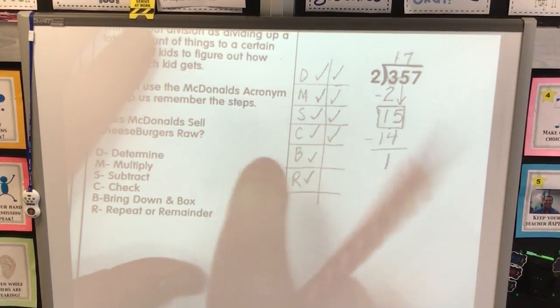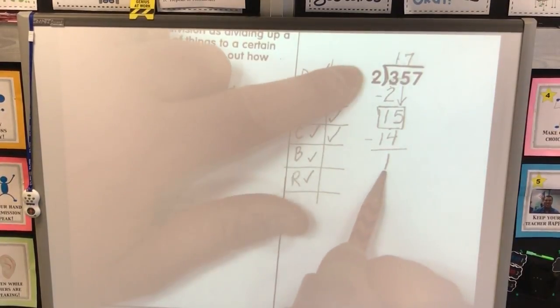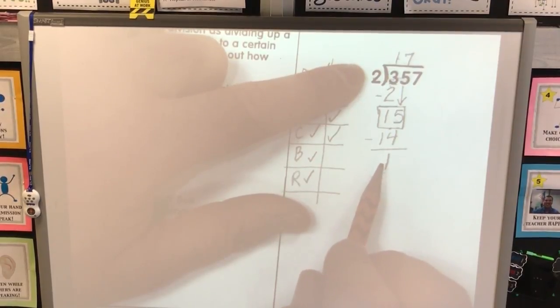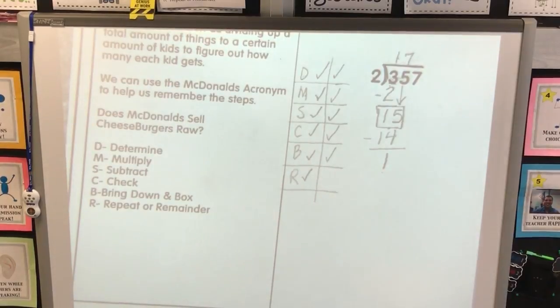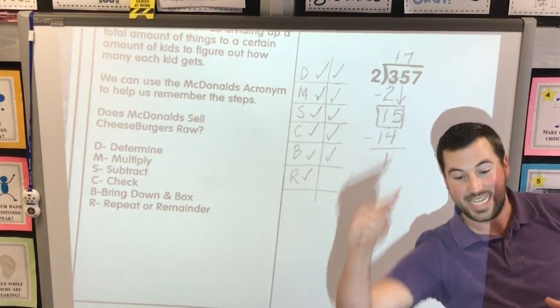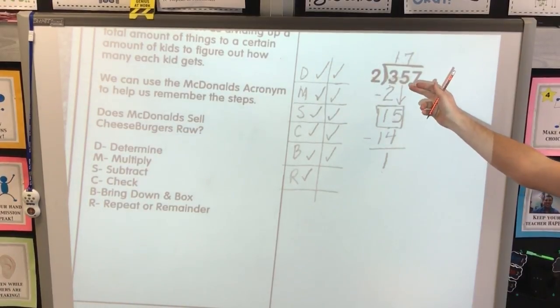All right, what's the C? 3, 2, what? Check. Is the king happy? Yeah. Because we can't pass out any more 10 packs. We did as many as we could. All right, so let's go down to the B. Ready, set, go. With gestures, set, go. Bring down and box. So we're bringing down the leftover ones now.